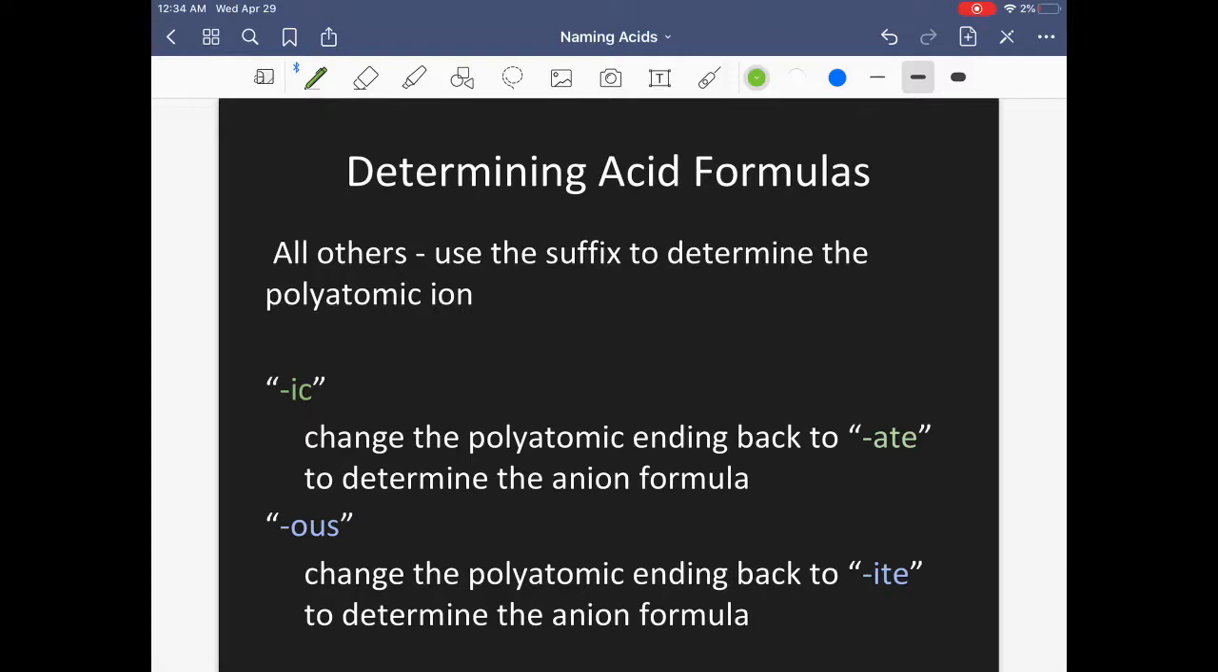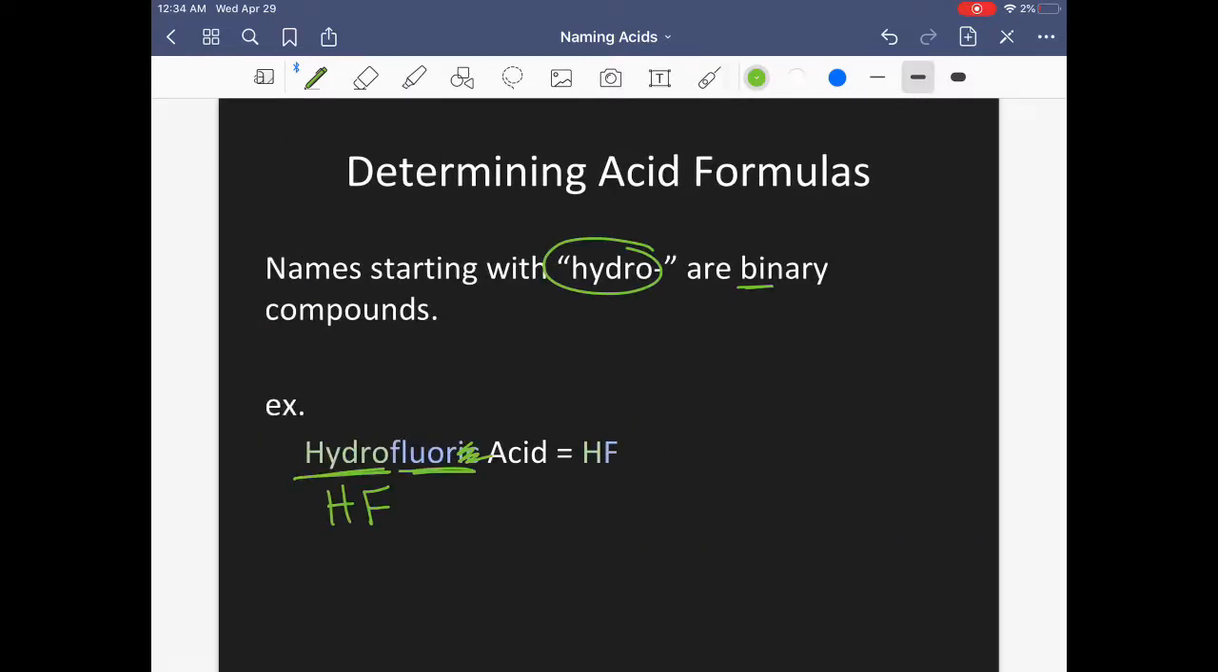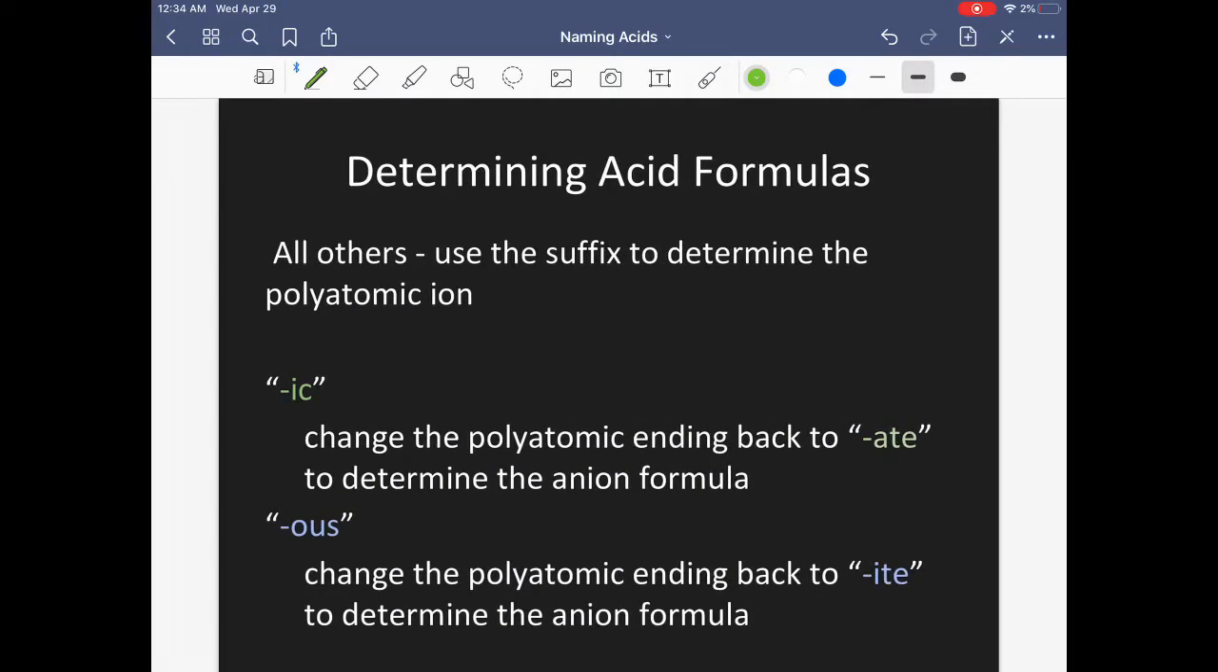Then when we get into all of our others, we're going to use those suffixes to determine the polyatomics. So everything other than the binary acids had polyatomics present in their formula. If your name ends in -ic, then that means that your original polyatomic ended in -ate. So you're going to change that -ic back to -ate, and that's going to let you know what that anion formula of the polyatomic was.